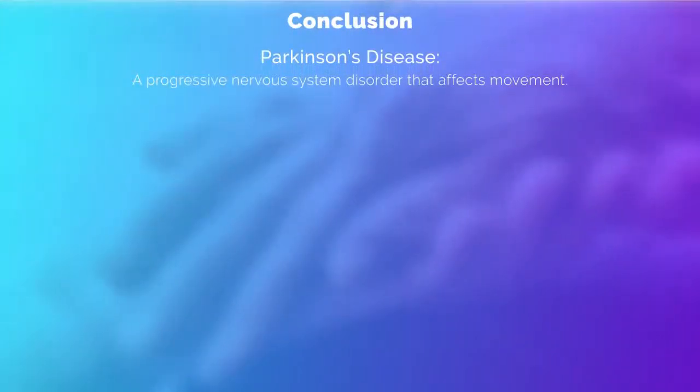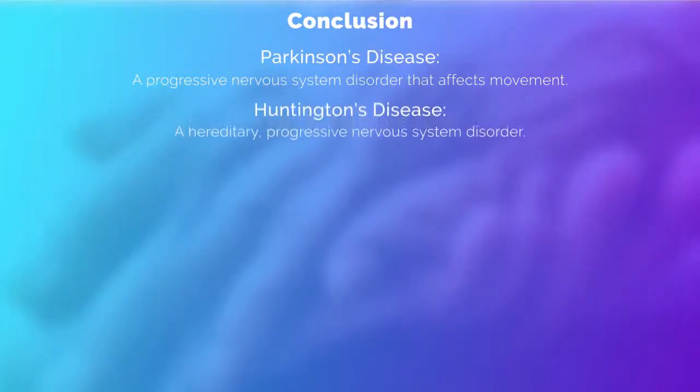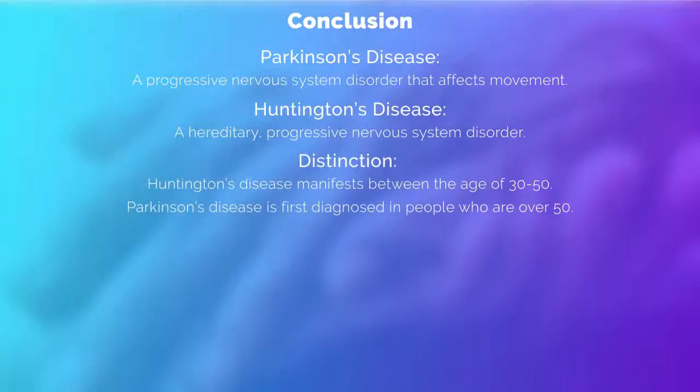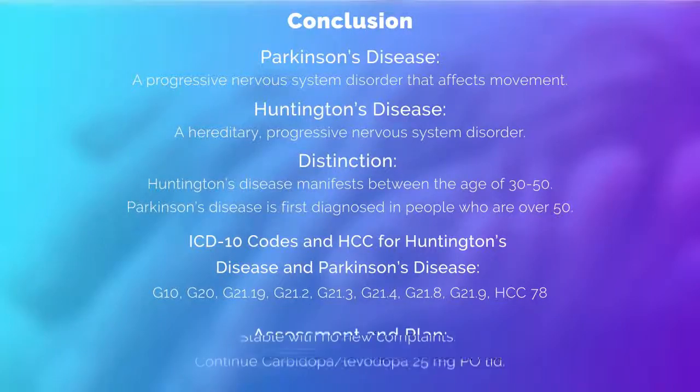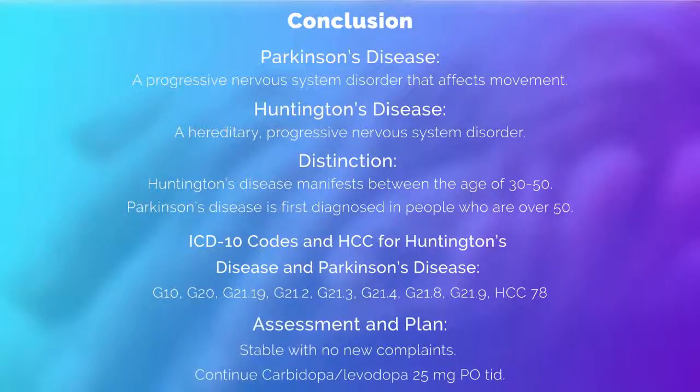We have reached the end of our short refresher course on Parkinson's and Huntington's disease. We gave you a short introduction to Parkinson's and Huntington's diseases, distinguished between these diseases, identified the specific codes and HCC categories pertaining to them, and finally reviewed the assessment and plan for the diagnosis of Huntington's and Parkinson's diseases.